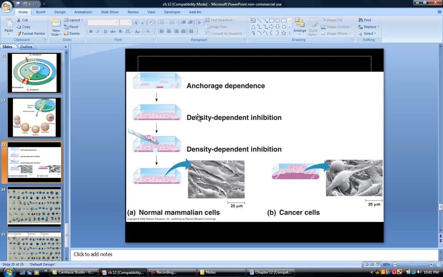The next one is called density-dependent inhibition. And that's basically where you've got the cells growing, and once they reach a certain density, they stop. And you can see it tested here where they've removed a couple of cells from this dish, and then they'll just grow enough to fill in, and then that's it, they stop. Now, cancer cells are going to do something different. What cancer cells are going to do is they don't listen to any of these signals, and they just grow out of control. And that's all cancer really is, just rapidly dividing cells.